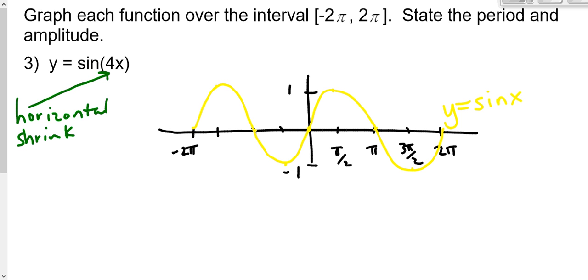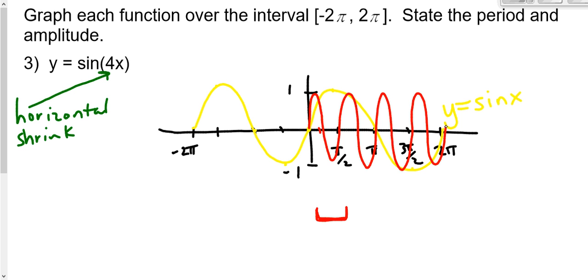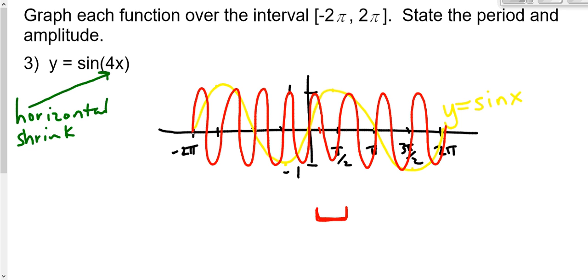So that means in the space between 0 and pi over 2, we have a complete sine graph. So that's going to look like that. 1, 2, 3, 4 of those. And then 4 more on the other side. 1, 2, 3, 4 of those.